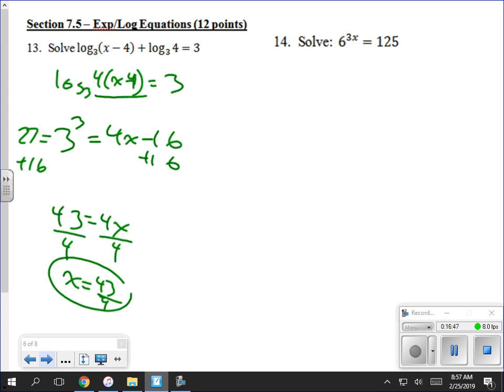Okay, so the next one. There is more than one way to solve, but you want to try the best one. 6 to the 3x is equal to 125. If I have a problem like this where I have a number raised to a variable equal to a number, what I want to do is write them as the same base. Can I write 125 as a power of 6? No, I can't. So if I can't do that, then you take the log of both sides.